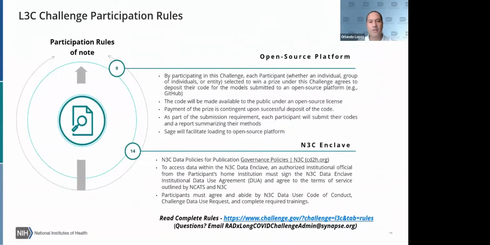Special attention should be paid to participation rules 9 and 14. Rule 9 states concerns related to submissions of winning algorithms and documentation to an open source platform. It states that by participating in this challenge, each participant, whether an individual, group of individuals, or entity, selected to win a prize under this challenge agrees to deposit their code for the models submitted to an open source platform, like GitHub. The code will be made available to the public under the open source license.